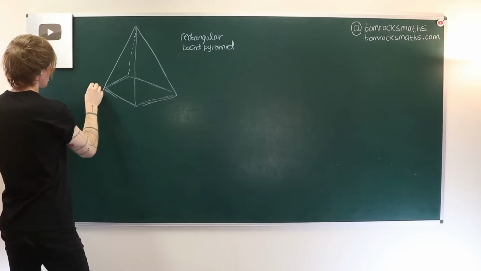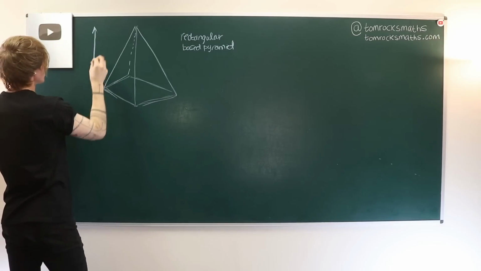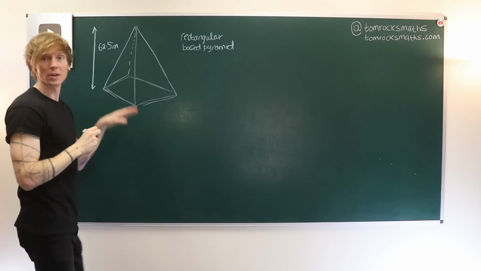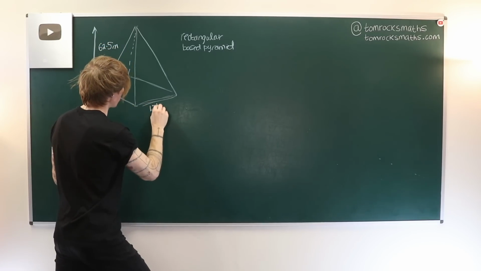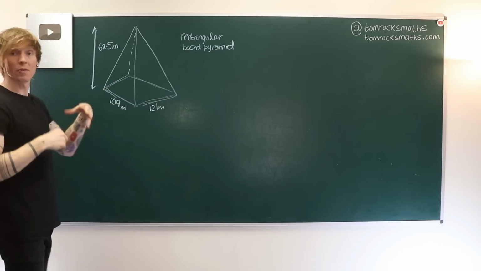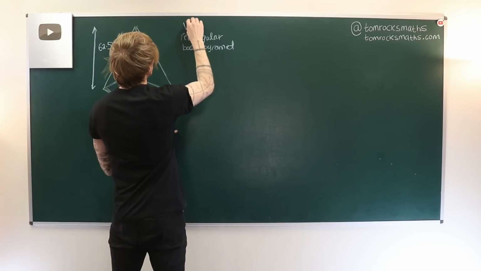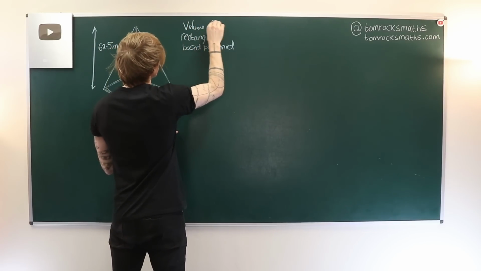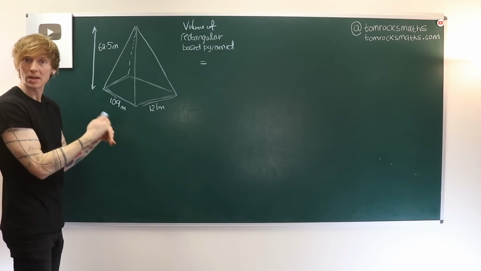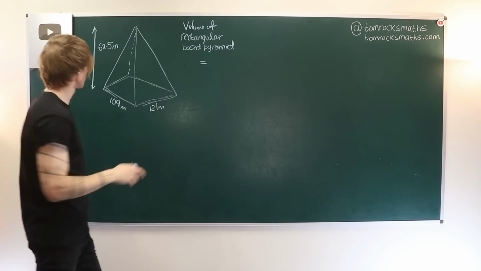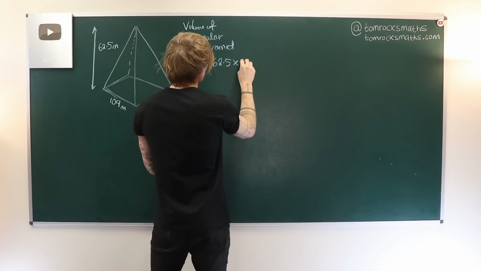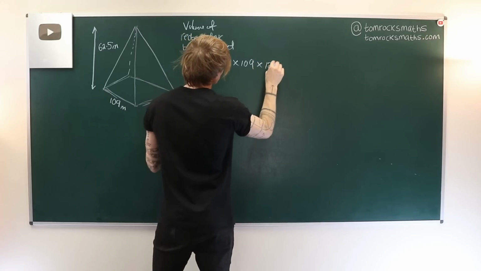We know that the height of the pyramid here is going to be 62.5 meters. And then we know that the base is 121 meters by 109 meters. So the volume of the rectangular base pyramid is simply given by multiplying the three numbers together. So we have our three dimensions. So it's going to be 62.5 times 109 times 121.